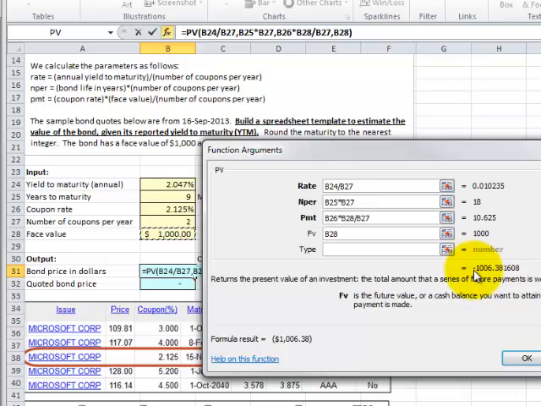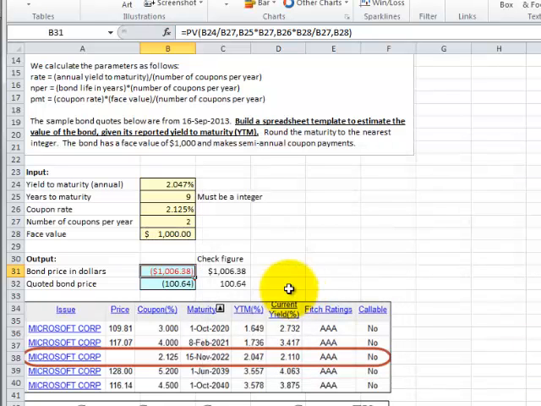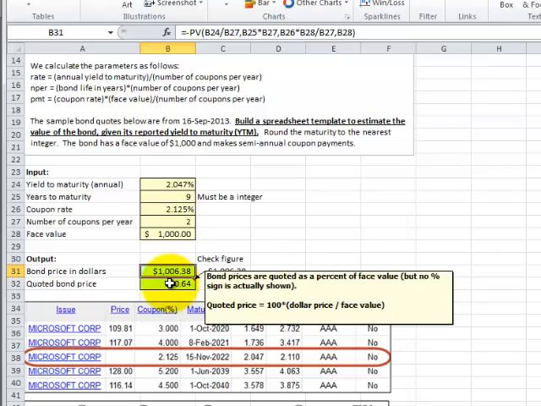Notice that Excel puts a minus sign in front of the price. That indicates we'd have to pay money to buy the bond. What I like to do is just put a minus sign in front of the PV equation to get rid of that negative. So the price of the bond is $1,006.38.